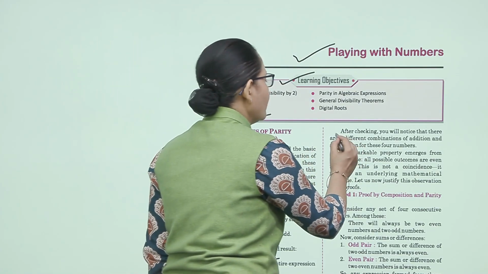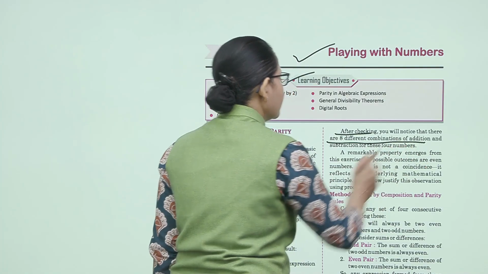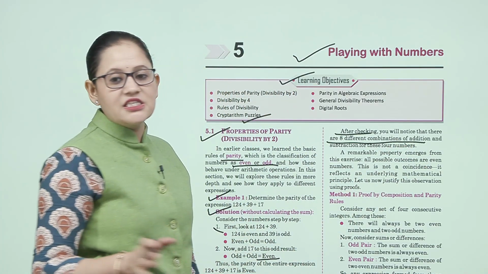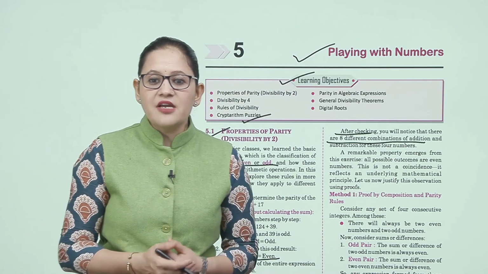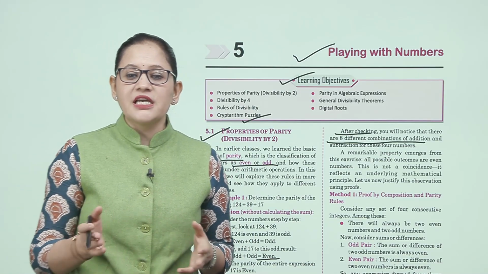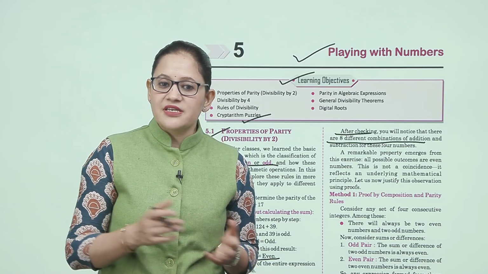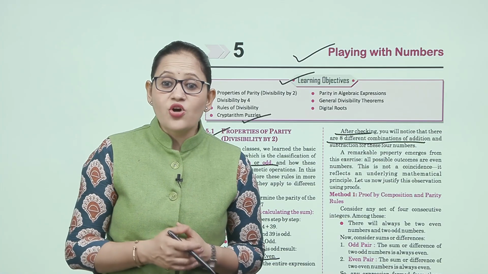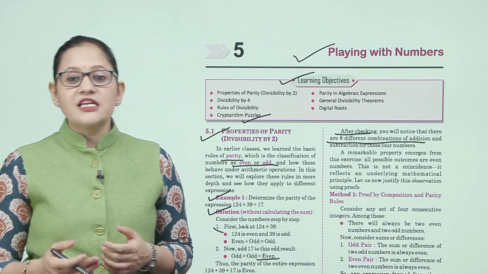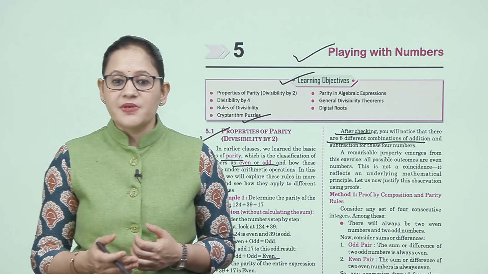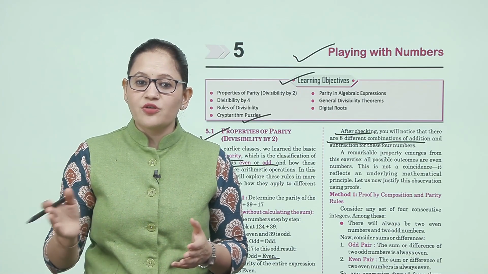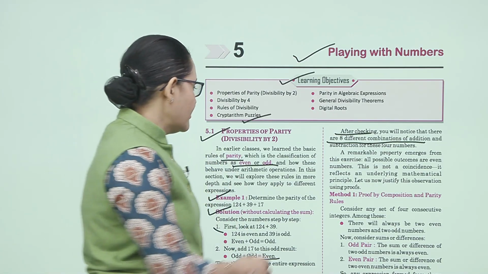After checking, you will notice that there are 8 different combinations of addition and subtraction for these 4 numbers. A remarkable property emerged from the exercise. All possible outcomes are even numbers. This is not just a coincidence. It reflects an underlying mathematical principle. Let us now justify the observation using proofs.